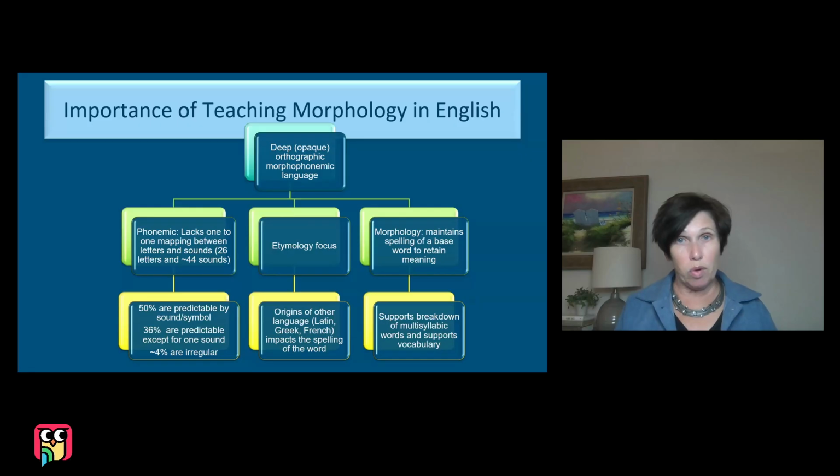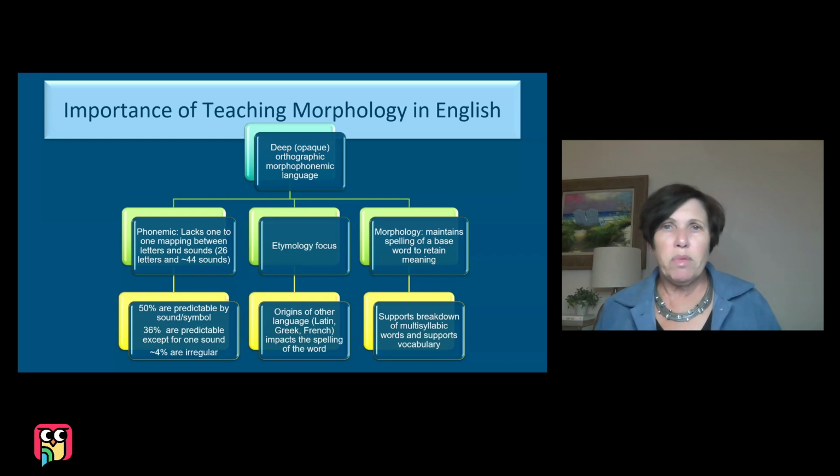Unlike Spanish, for example, where you have the letter and you know what sound it makes, English doesn't always match up that way. We have 26 letters, which is equivalent to about 44 sounds. We know that 50% of words in English are predictable based on the sound and symbol. About 36% are predictable except for one sound. About 4% are truly irregular.